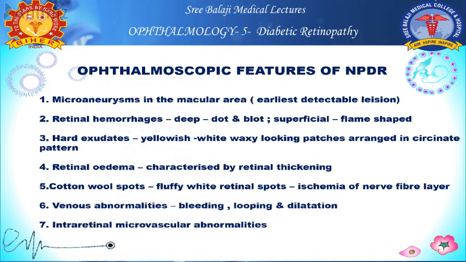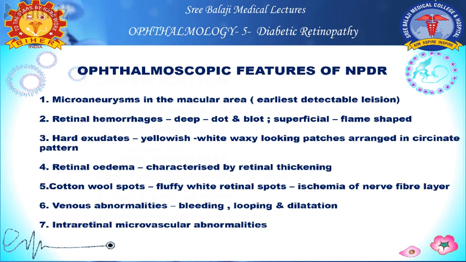So what are the ophthalmoscopic features of non-proliferative diabetic retinopathy? The first one is the earliest detectable sign, microaneurysm, which will be seen in the macular area, which is nothing but saccular outpouchings occurring in the capillaries. Then we have retinal hemorrhages. There are 2 types of hemorrhages, one that occurs in the deeper retinal layers, which is called dot blot, and superficial layers of the retina, which is called flame-shaped hemorrhages.